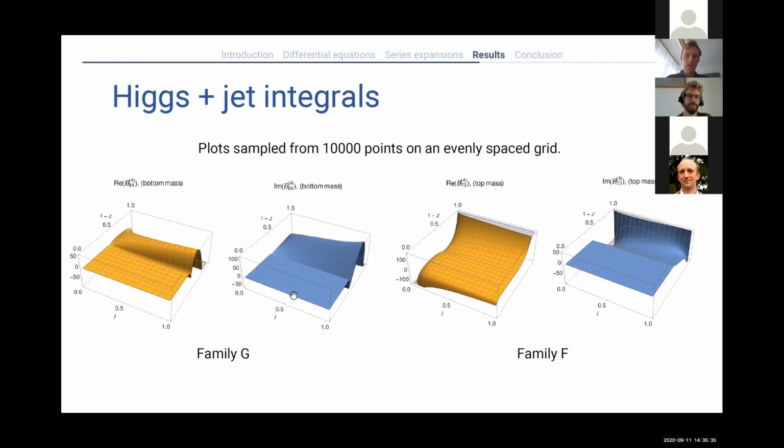So these plots can be derived in, let's say, half a day on a laptop with 10,000 points and 25 digits precision. That's roughly the orders of magnitude we're talking about.